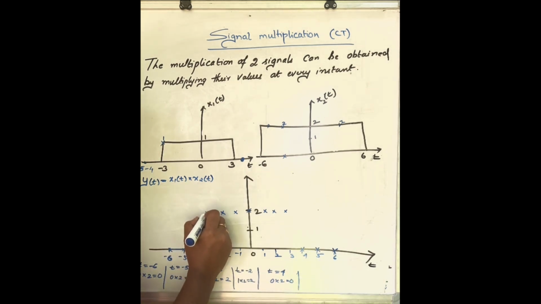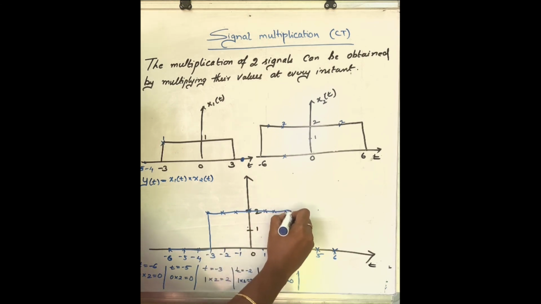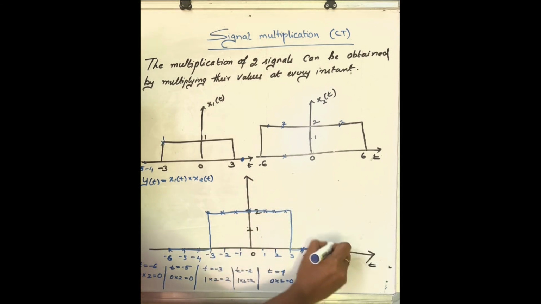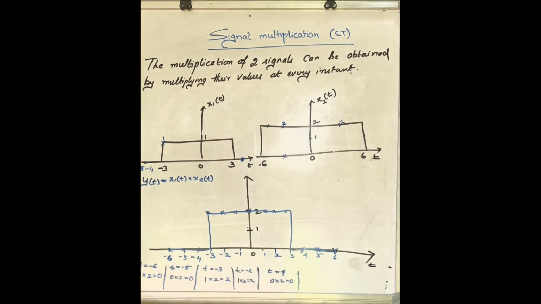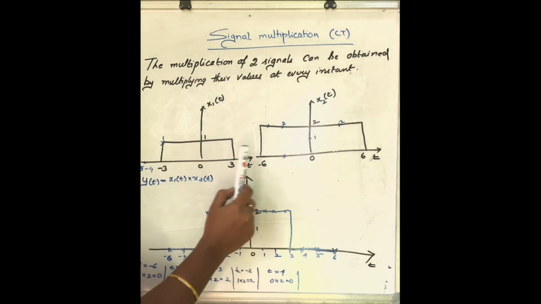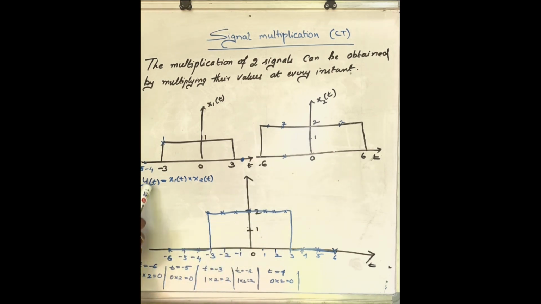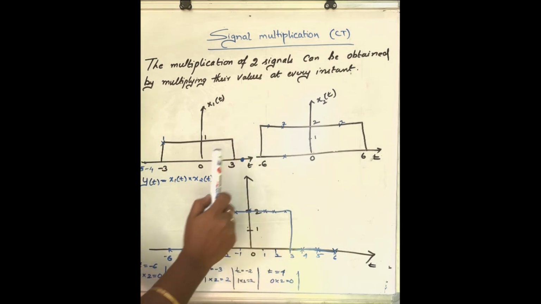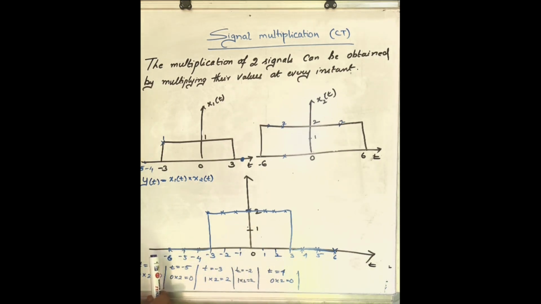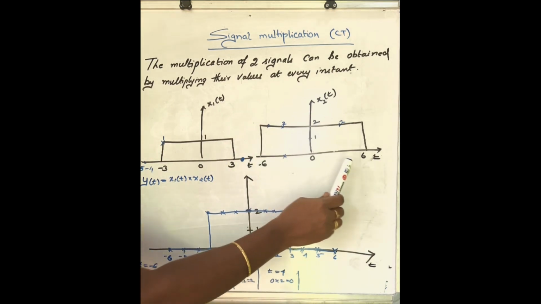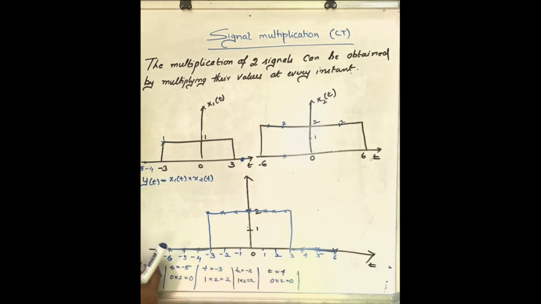Okay, so the final signal will be this. This is your final signal that has been obtained by multiplying x1 of t and x2 of t. I repeat, two signals are taken and you multiply them to obtain the third, that is y of t. Take the maximum time period and draw it for the output signal. Out of the two, minus 6 to 6 has the maximum time period, so please draw that.